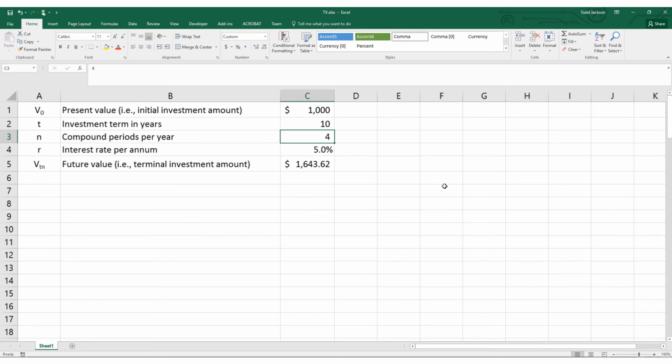Also, you could say, well, what if the compound frequency is increased? For example, if we're compounding every month, we put in 12. And we see that our investment grows by a little amount, $1,647.01. And in the extreme, you might say, what if we're compounding at a very high number of times per year? You put in 100,000.